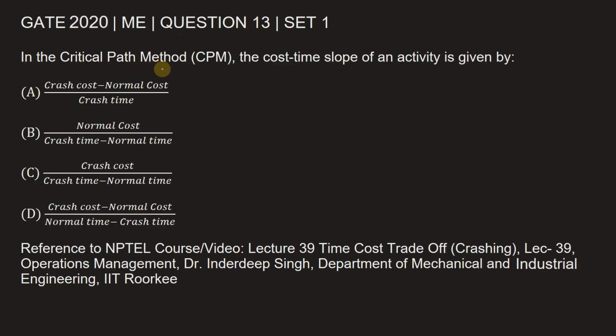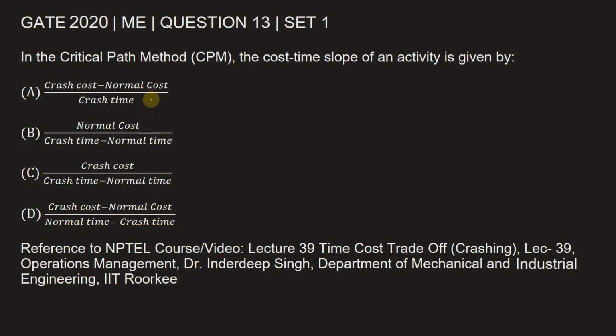In the critical path method, in short CPM, the cost time slope of an activity is given by option A, crash cost minus normal cost upon crash time. Option B is normal cost upon crash time minus normal time. Option C is crash cost upon crash time minus normal time. And option D is crash cost minus normal cost upon normal time minus crash time.